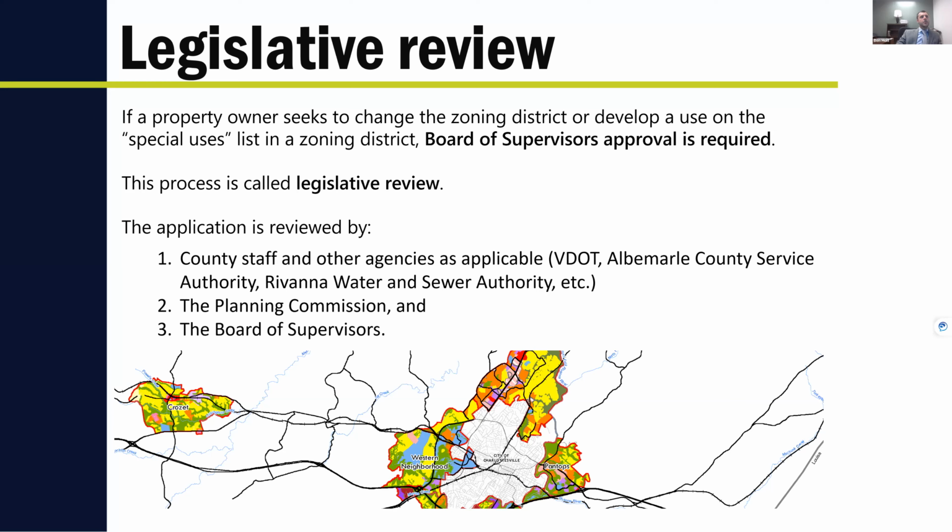So a legislative review: when a property owner seeks to change the zoning, the application goes to the Board of Supervisors and their approval is required. The process is called a legislative review. The application is first reviewed by county staff and other applicable agencies such as VDOT, water and sewer. Once it goes through that initial staff and agency review, the application goes to the Planning Commission for a recommendation, and then ultimately the Board of Supervisors for that final decision. Next.